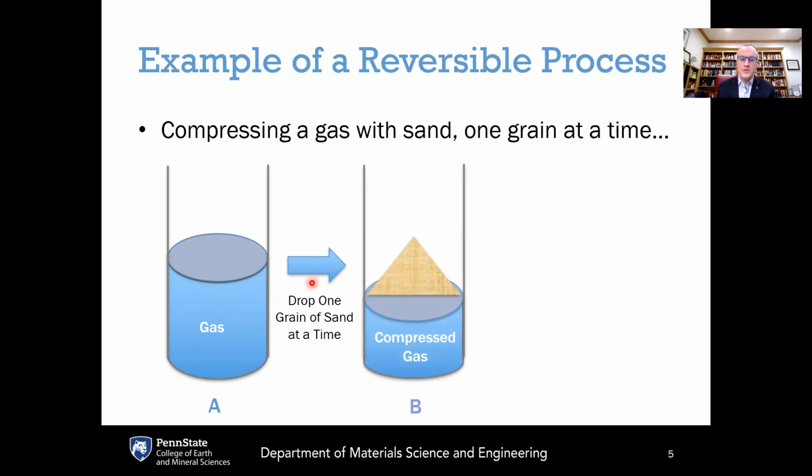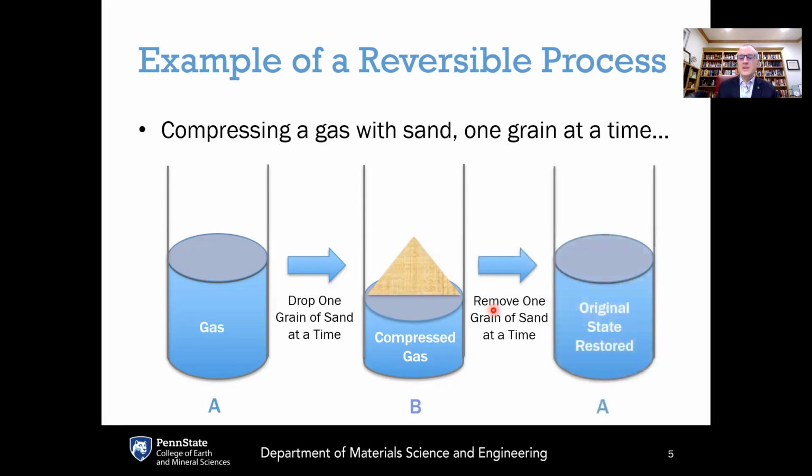So if we drop one grain of sand at a time, we can go from this initial uncompressed state A to the final compressed state B. And then if we remove one grain of sand at a time, if we take our little tiny tweezers and remove one infinitesimally sized grain of sand at a time, allowing the system to respond over an infinite amount of time, then we can restore the original state of the system A without leading to any changes in the state of the universe.